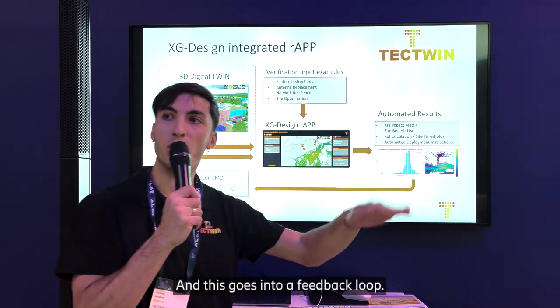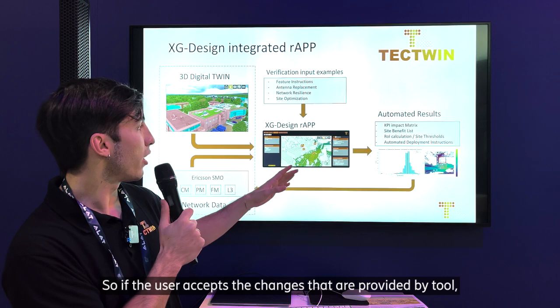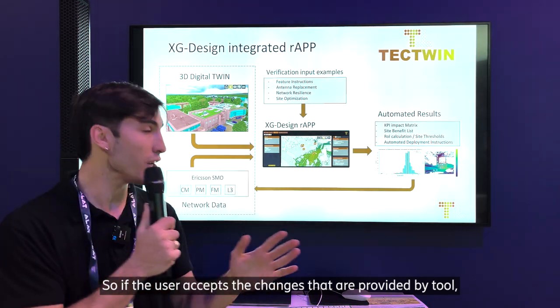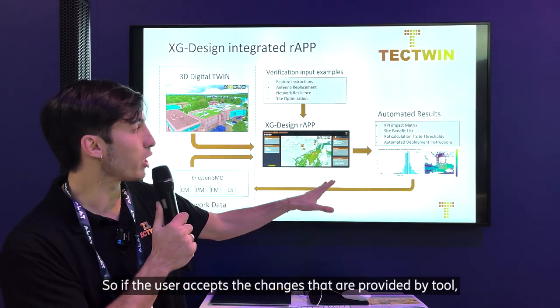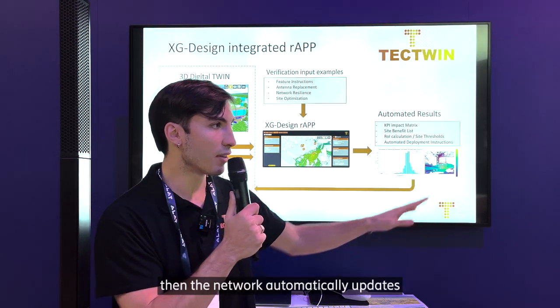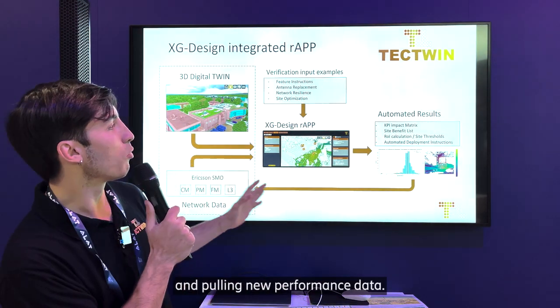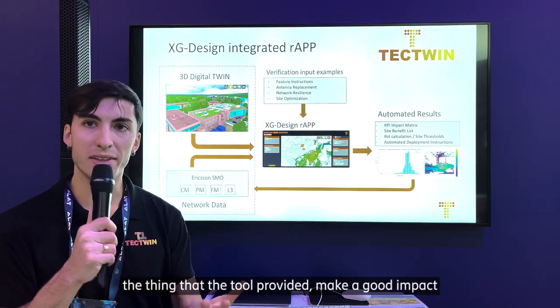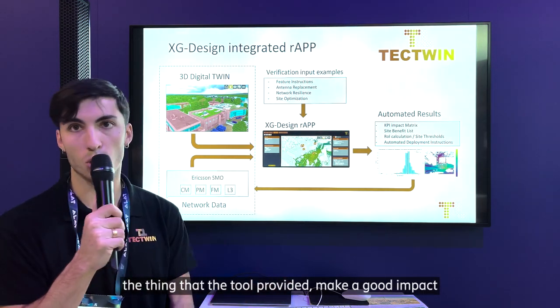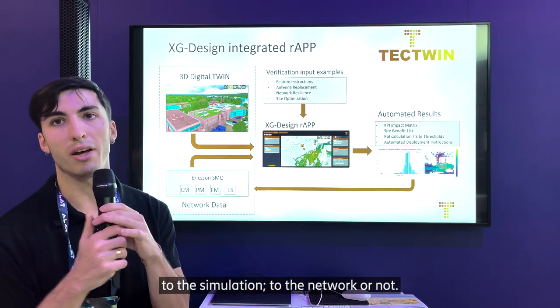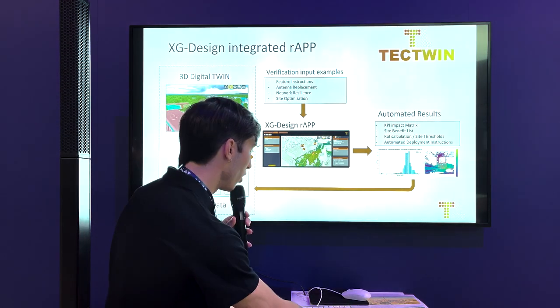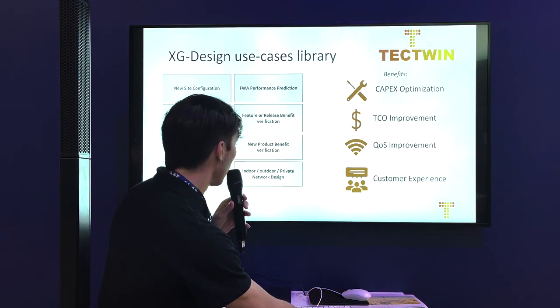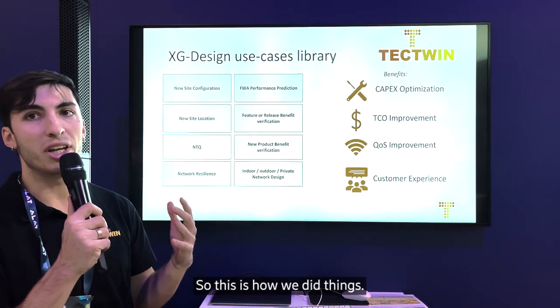And this goes into a feedback loop. If the user accepts the changes provided by the tool, then the network automatically updates, and by pulling new performance data, you can verify whether or not what the tool provided made a good impact on the simulation and the network. So this is how we did things.